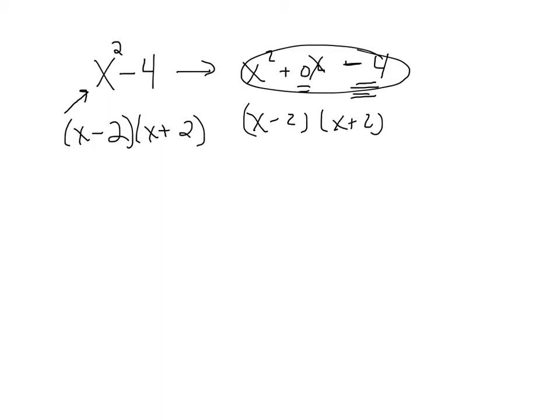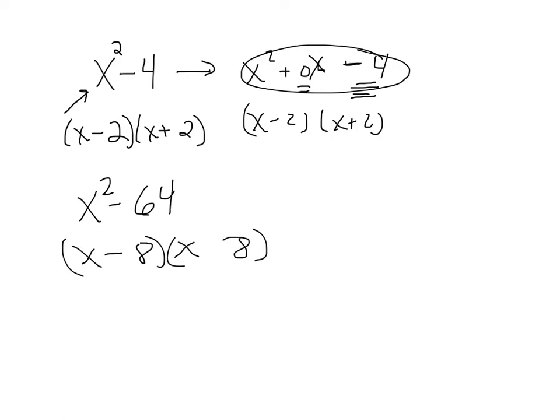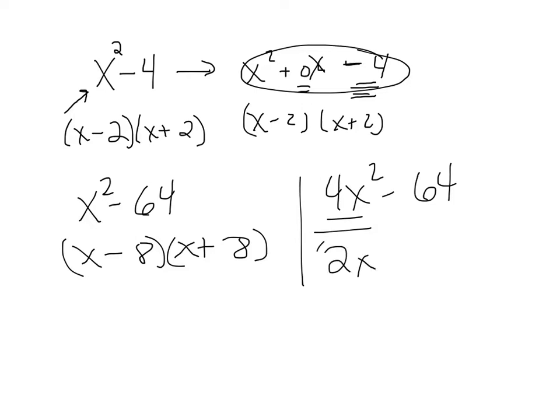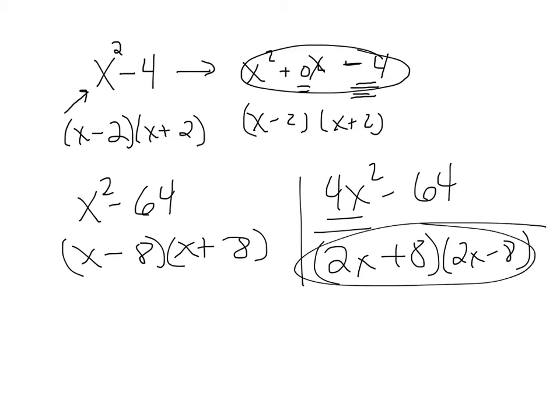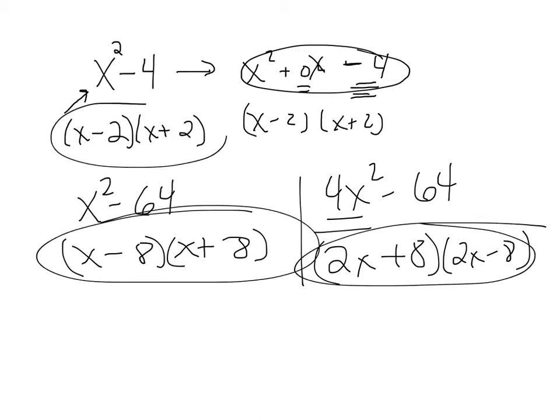So if I had, I don't know, x squared minus 64, well, I know it's x and 8, and I just put the plus or the minus. It's the difference of two squares. We can also do 4x squared minus 64. Now in this first term, the square root of 4 is 2x, and I have my minus 8 and my plus 8. And this is how I could factor a difference of squares.